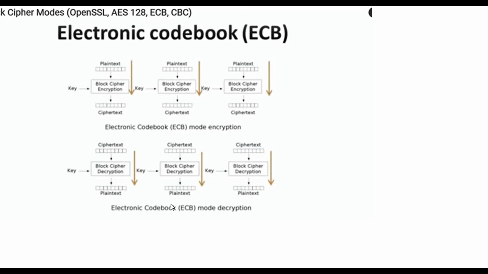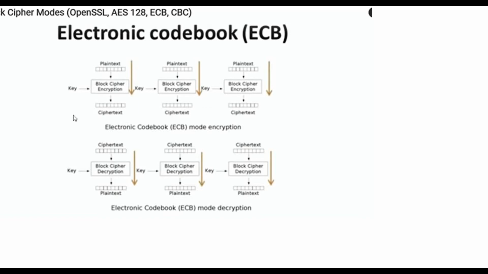Now the problem here is that the ECB mode is pretty deterministic. If the plain text block given to the algorithm is the same, it will be encrypted again and again, resulting in the same output. So if we have plain text as 1 2 3 4, and suppose our key is, say, 2, when we apply our key on the plain text, we will always get the same output. If we have 1 2 3 4 here, and again 1 2 3 4 here, the ciphertext will always be the same.